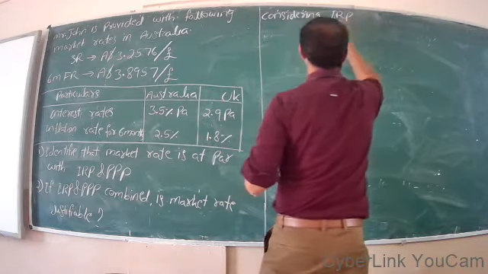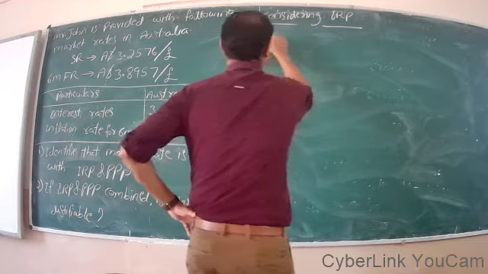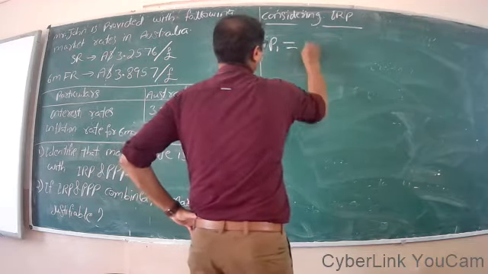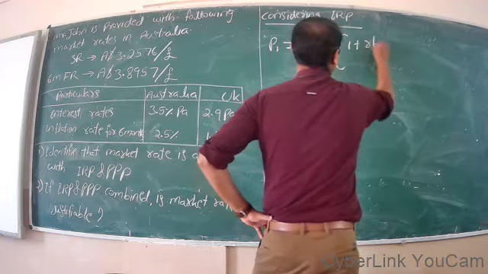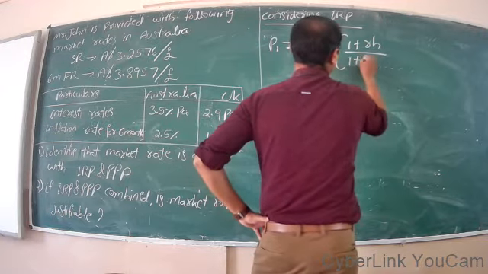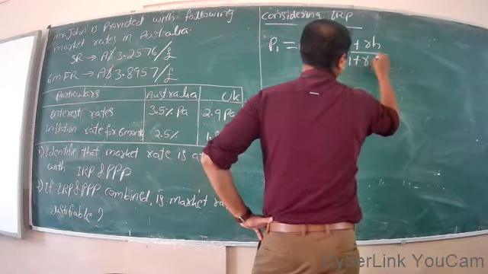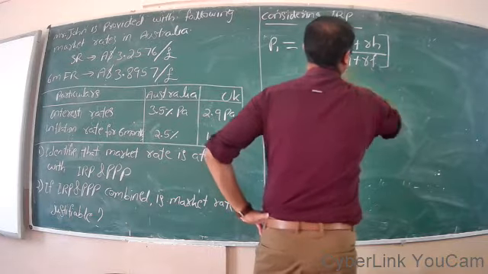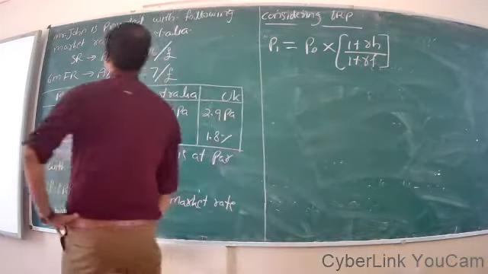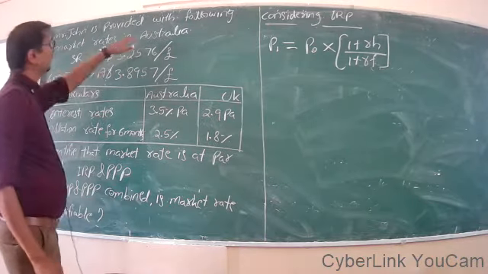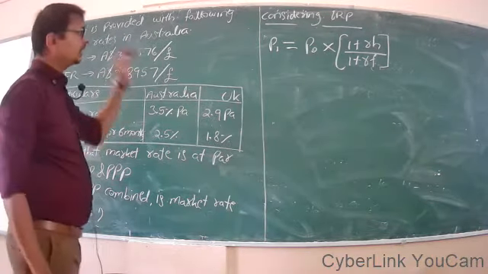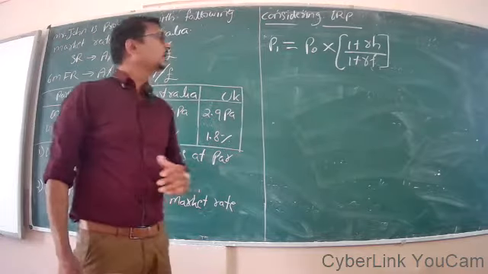So, considering IRP, the formula will be: new exchange rate is equal to 1 plus rate of interest in home country divided by 1 plus rate of interest in foreign country. To identify the home country in the given problem, the market rate is given in Australia. So Australia is considered the home country here.